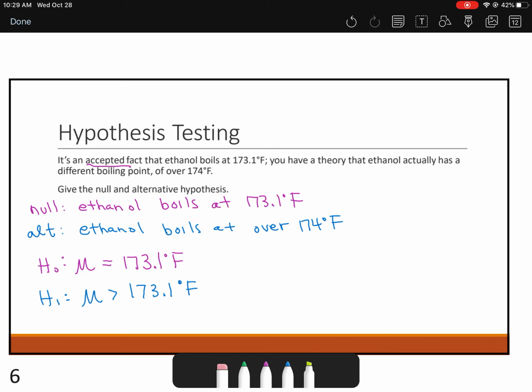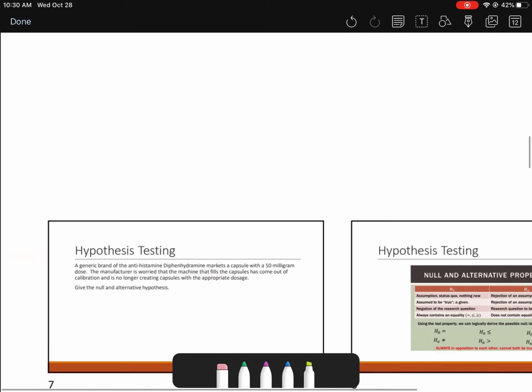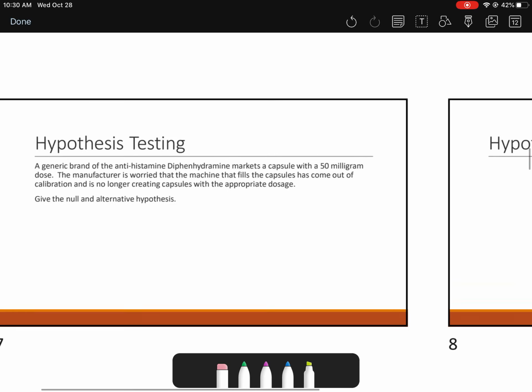So again, if it helps to write it in words, then write it in math, or you can just skip ahead right to the mathematical notation, but that's how we're looking at it, and this is going to be the key thing right here. Okay, so here's another example. I would like you guys to pause it here and try it out for yourself.